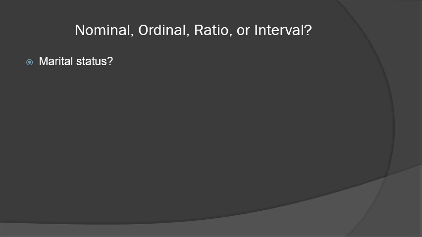First one is marital status. So marital status, married, divorced, separated, single, all of that are different marital statuses. If you applied a 1 to someone who's married and a 2 to someone who's divorced, does that mean that the 2 is greater than 1, that divorce is greater than married? No. So therefore it's nominal. It's categories. They're varying in kind.